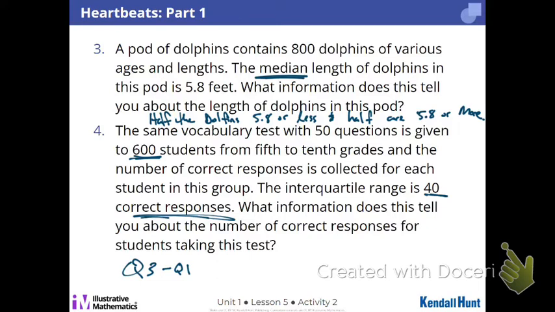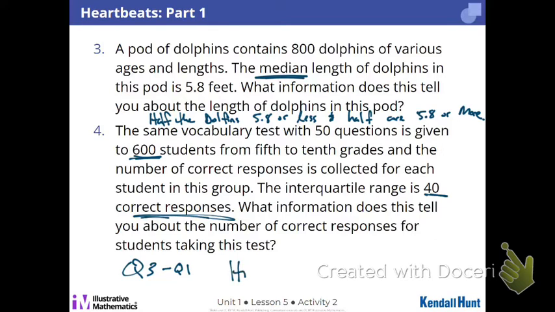What does that tell us in terms of the full is 50 questions? Average is 40 correct. Not the average is 40. The interquartile range is a difference of 40 questions. What if they all got 100%? Uniform.